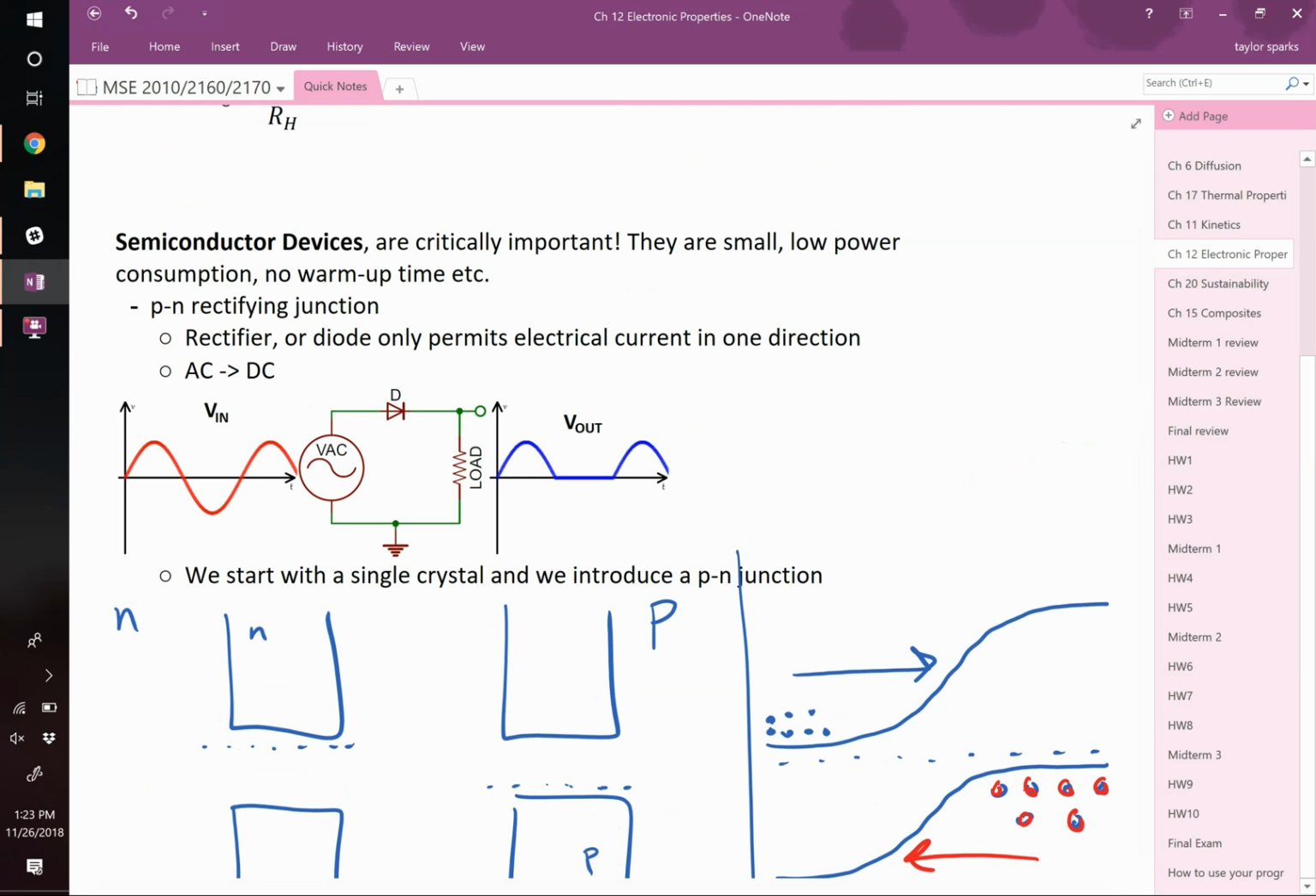Okay, if you select a voltage and you apply a voltage across this PN junction such that electrons travel to the right and holes travel to the left, what happens, Andrew? What do you think? Just take a guess.